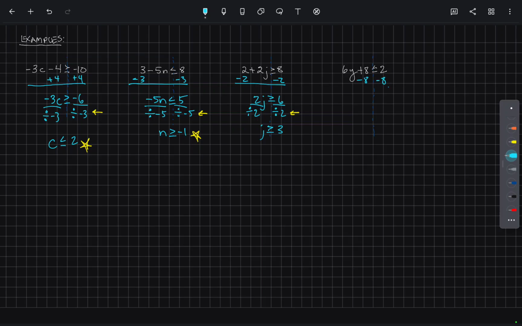-8, -8. +8, take away 8, or adding 8 negatives. They cancel each other out, creating a zero pair. We have 6y is less than or equal to -6. A number next to a letter, 6 next to y, means multiplying 6 and y. Inverse of that would be dividing by 6.